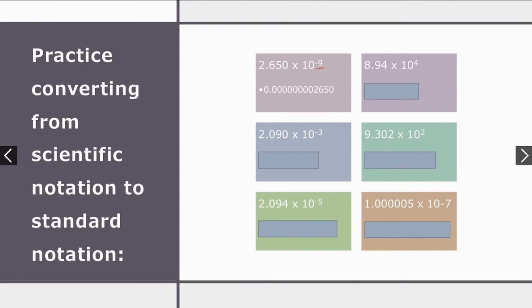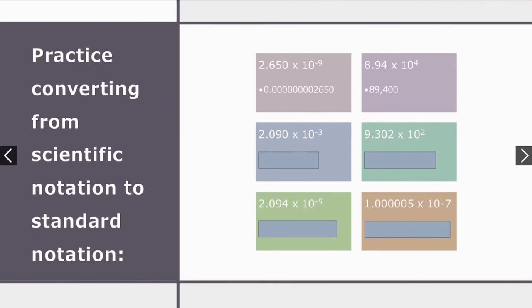All right, next one, I've got a positive exponent, so I know this is going to be a larger number. And so I'm going to have to move the decimal the opposite direction. So 8.94, and I need to move that decimal 4 spaces, 1, 2, 3, 4. So I need 2 zeros there. And there we go, 89,400.